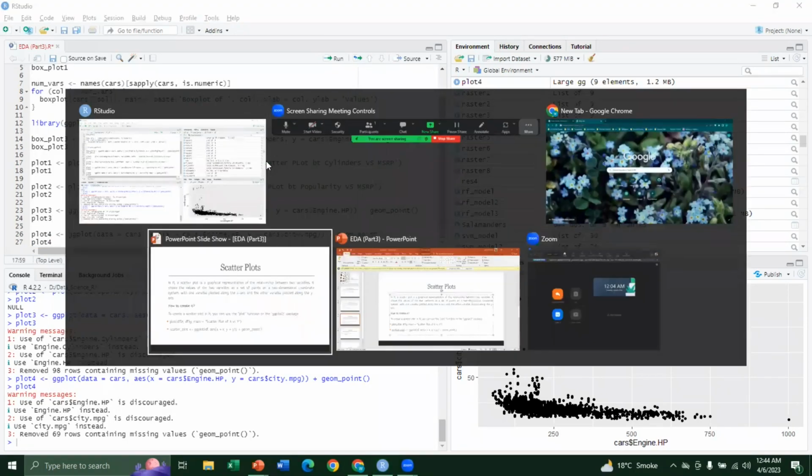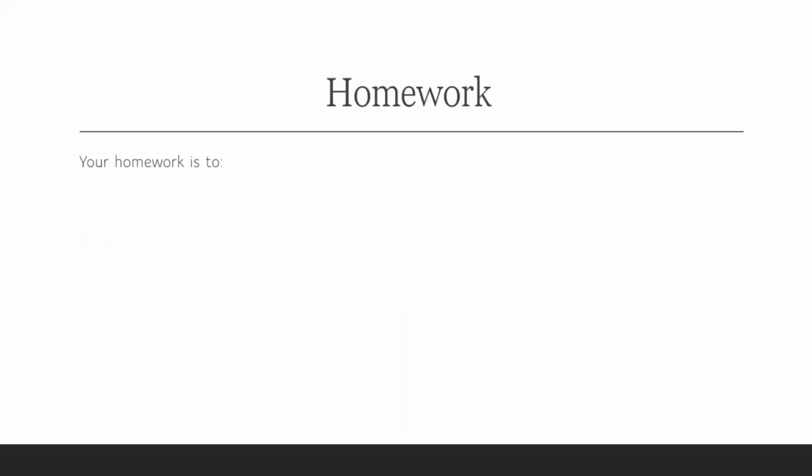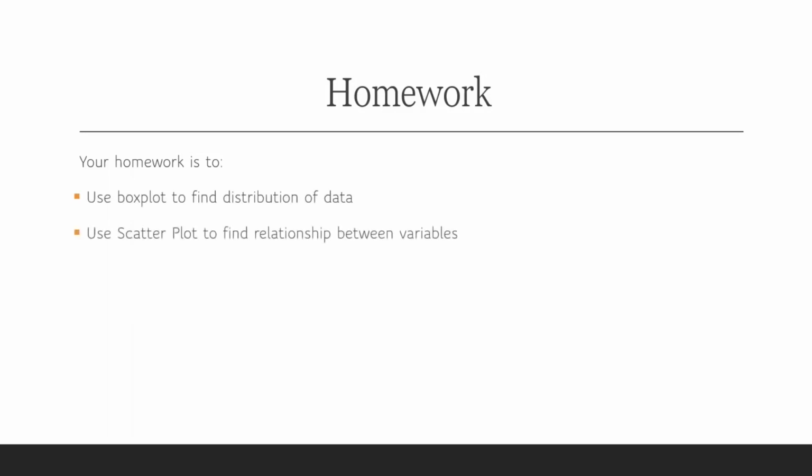So this is the end of today's lecture, end of this outline as well. You have learned how to do the statistical and descriptive analysis using the summary function, using the box plots, scatter plots, histogram, density plots, and by using other functions as well. So I have designed the homework for you. Your homework is to use the box plot to find the distribution of data and use the scatter plot to find the relationship between variables.